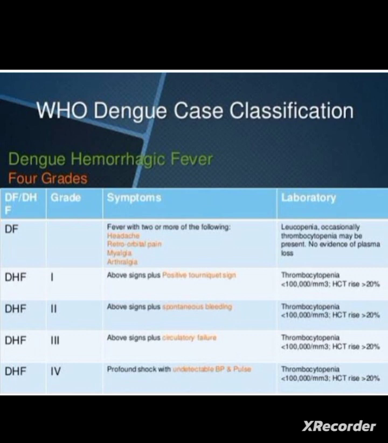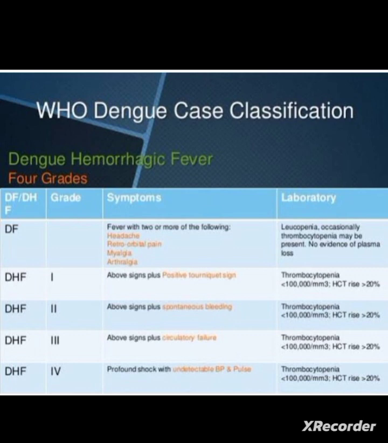But in case of dengue hemorrhagic fever, in the first category, or grade 1, the person will have the signs and symptoms of dengue fever, along with a positive tourniquet test, and thrombocytopenia will be present, and the platelet count will be less than 1 lakh. Then dengue hemorrhagic fever grade 2.